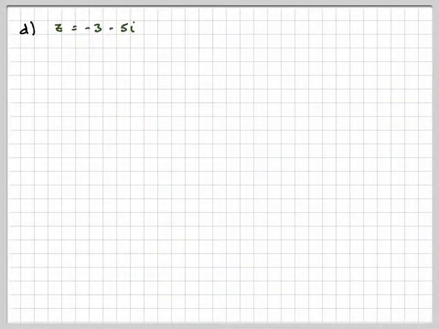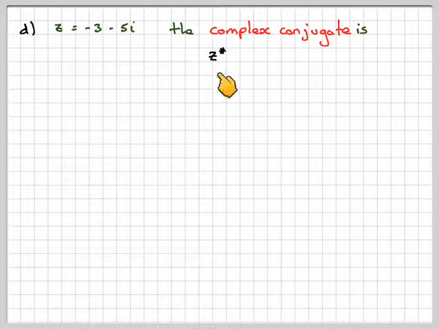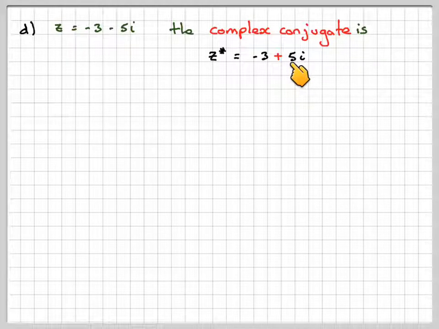Right, if z is minus 3 minus 5i, then the complex conjugate is going to be z star. So what you do is you write down minus 3 and 5i, and because the sign here is minus, you change the sign here to be plus. So if this had been a plus here, you change that to be a minus.